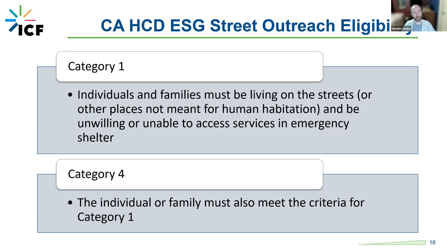Category four. This again is what I was talking about before. Category four is not an independent eligibility criterion. Category one is the core eligibility criterion for street outreach. Category four is something that you would use to qualify in addition. The reason is that it qualifies you for additional protections under the Violence Against Women Act. In addition, if the project is dedicated exclusively to people fleeing domestic violence, it might be a mandatory criterion. That said, I don't know that I've ever seen a street outreach program dedicated to people fleeing domestic violence, but who knows? Next slide, please.